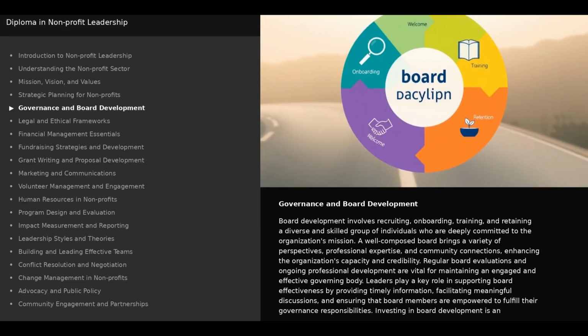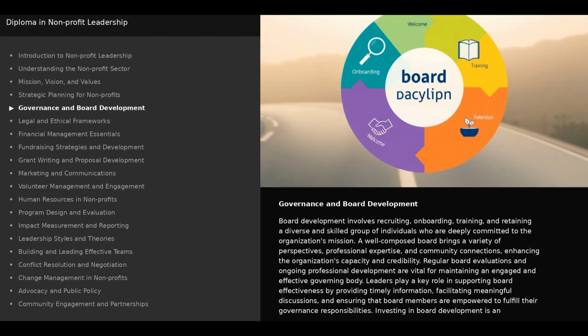Board development involves recruiting, onboarding, training, and retaining a diverse and skilled group of individuals who are deeply committed to the organization's mission. A well-composed board brings a variety of perspectives, professional expertise, and community connections, enhancing the organization's capacity and credibility. Regular board evaluations and ongoing professional development are vital for maintaining an engaged and effective governing body.